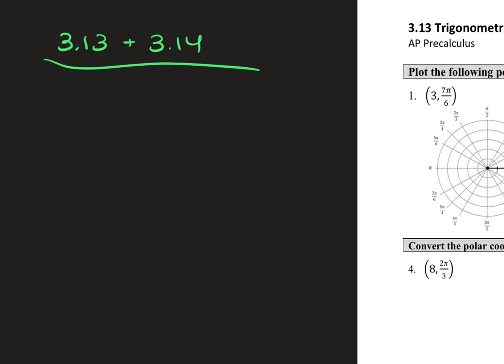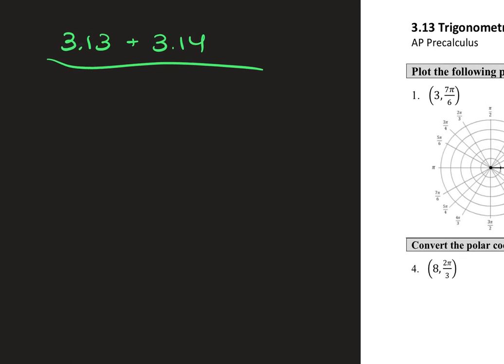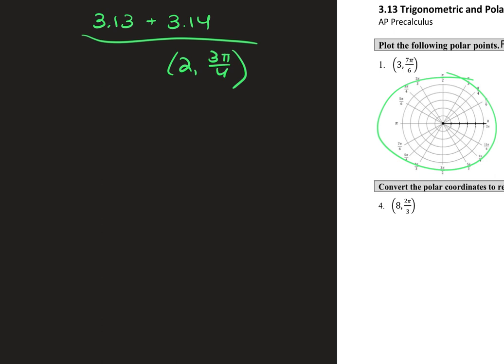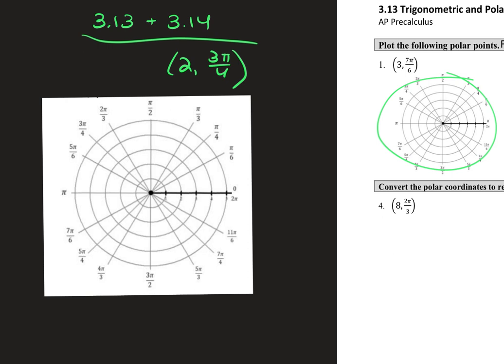The first thing you'll need to do is make sure you know how to plot a point. If I gave you 3 pi over 4 and asked you to plot that point and then find 3 additional polar representations of that point, I'll give you a grid just like this one. You'll plot the point, and then find 3 additional names of that same point. Let's start with the plotting. I'm going to go to where 3 pi over 4 is, over here, and it's a positive 2, so I go out to the second ring and plot a point. If it was a negative 2, I'd go the other direction.